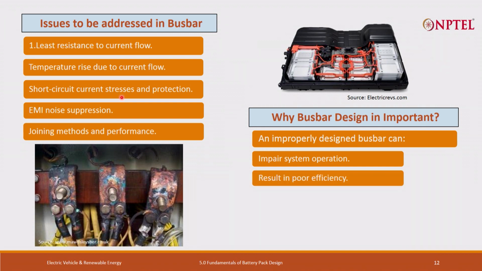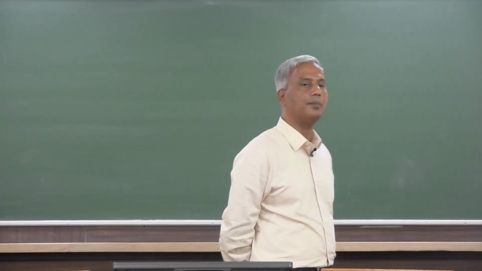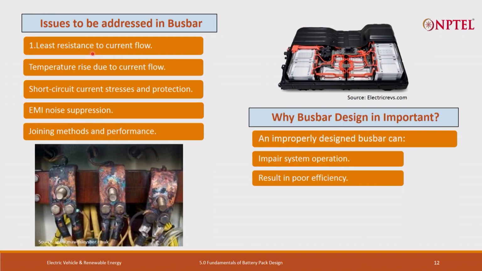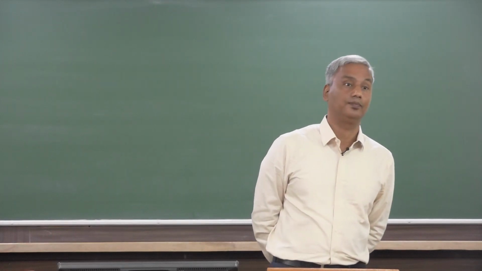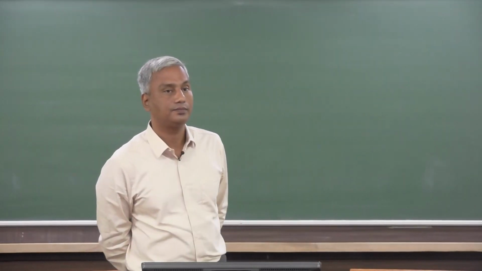Efficiency: we have talked about parallel paths. If the resistance is not the same in all the paths, what happens? Wherever there is the least resistance to the current flow, more current will flow in that path. If more current flows in that path, more heating will take place, because heating is a function of I square. Your efficiency will come down.